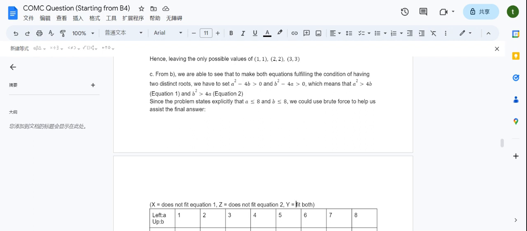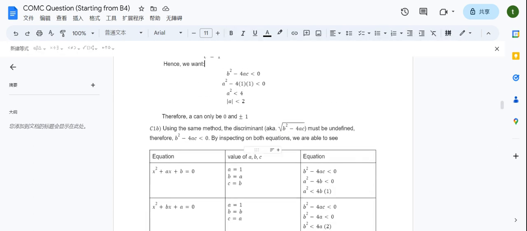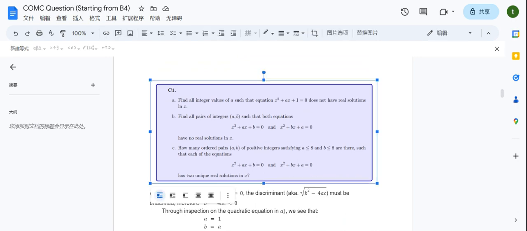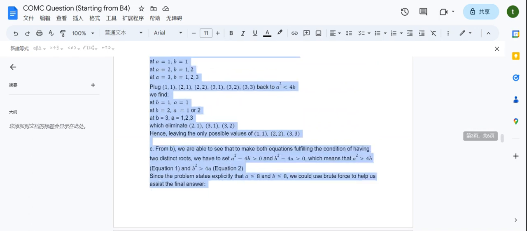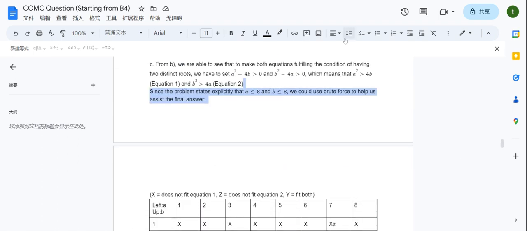Since the problem states explicitly that a squared is less than 8 and b squared is less than 8, the positive integers satisfy a less than or equal to 8 and b less than or equal to 8. So let's go back. We could use brute force to find the final answer. Brute force will just test each value one by one: a and b each from 1 to 8. Because there are only 64 possible total choices, we can just test each one to see which ones work.